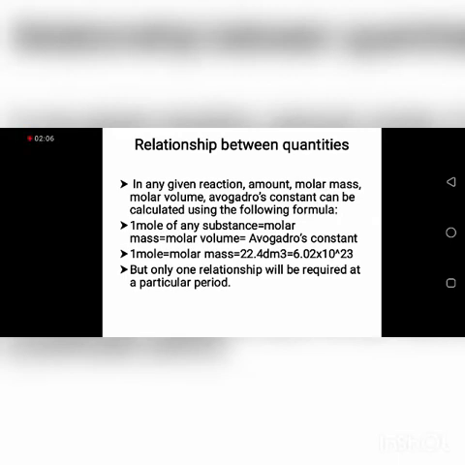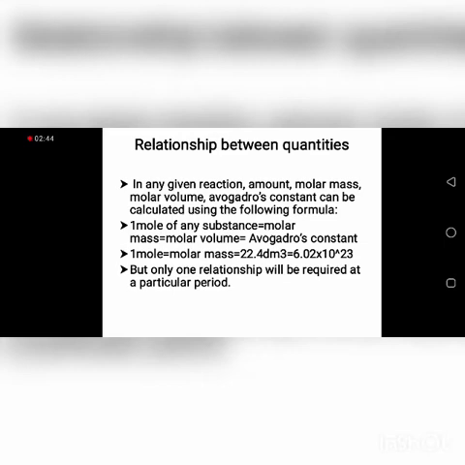So let us look at the formula. It says 1 mole of any substance. This is the standard formula. 1 mole of any substance, provided it is 1 mole, will be equal to the molar mass of that substance, which is also equal to the molar volume of that substance and equal to Avogadro's constant. So, symbolically, 1 mole is equal to molar mass, which is equal to molar volume 22.4 dm³, and Avogadro constant, which is equal to 6.02 times 10 raised to the power 23.